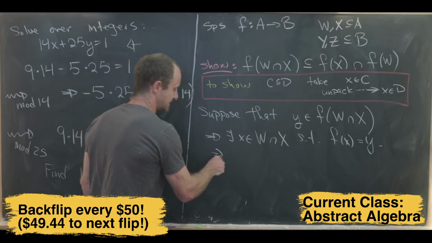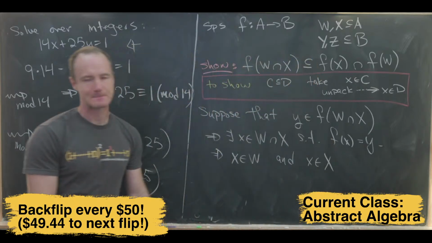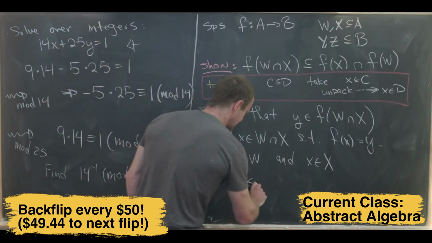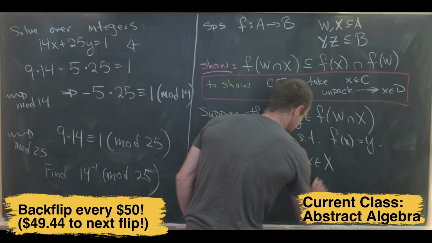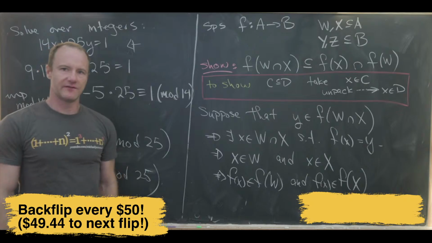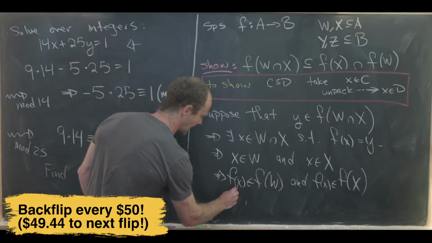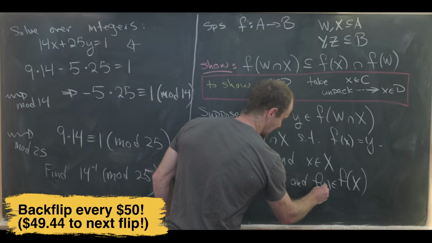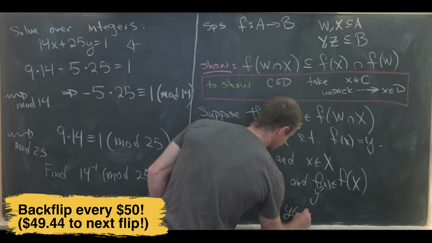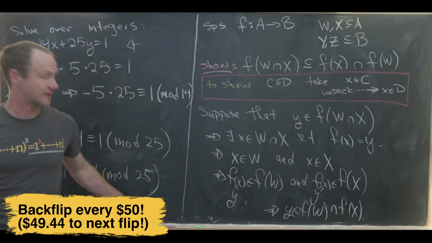Okay, but that means that x is in W and x is in X by the definition of the intersection. But that means that f of x is in f of W and f of x is in f of X, by the definition of the image, just like applying the f to both sides, essentially. But remember that f of x was equal to y, so that means that y is in f of W and y is in f of X. But putting that together, we see that y is in f of W intersect f of X. So we get something like that.